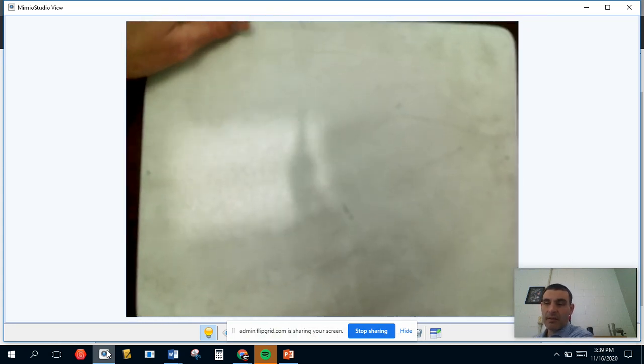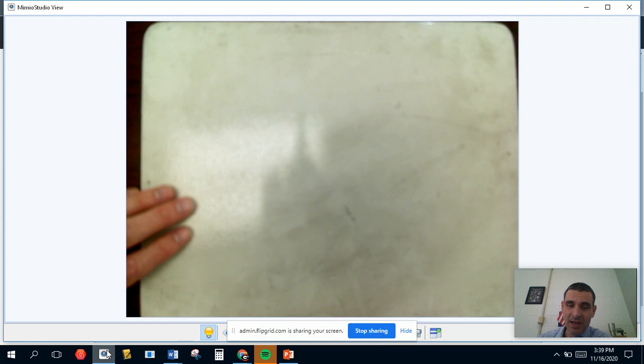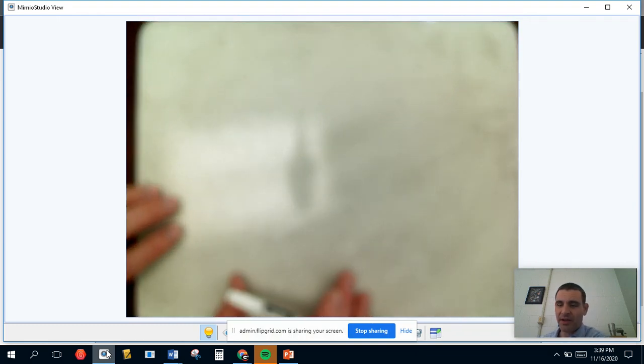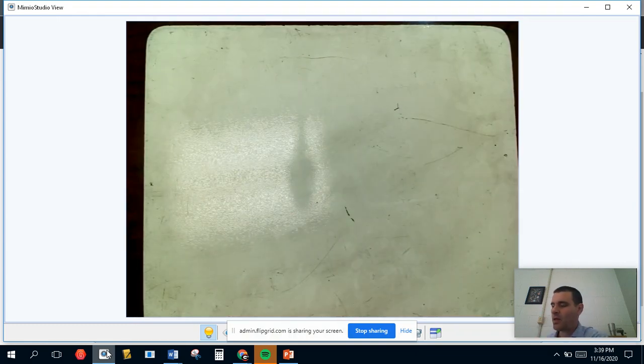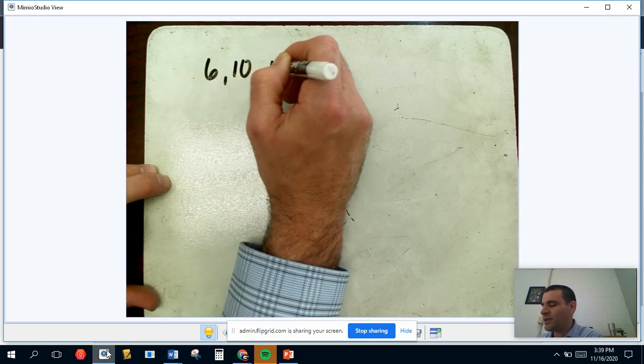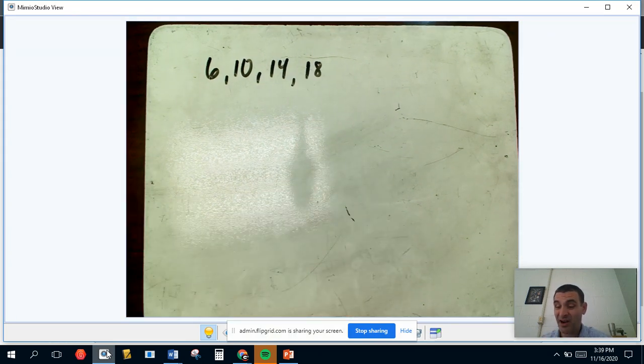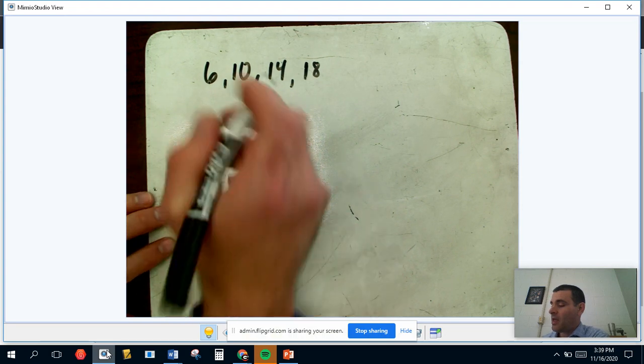Okay, here's a little bit on how to write an explicit rule and a recursive rule for a linear function. I'm going to give you a linear function: 6, 10, 14, 18, which is also called an arithmetic sequence because you're adding by the same thing each time.